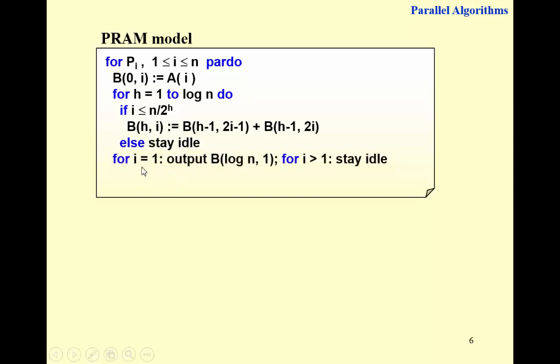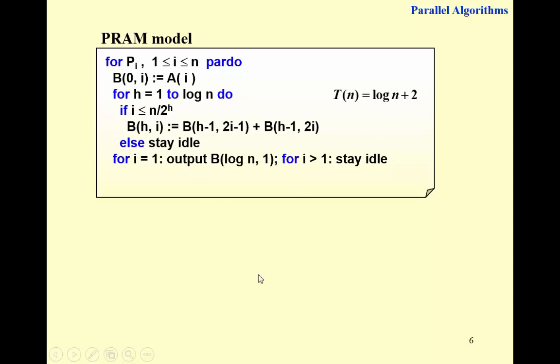Okay, and finally, there's only one processor that contains the final result. So for the rest of the processors, they will stay idle. And for this one, we just output the final result. All right, so in total, how many rounds do we have? Log n plus 2. So there are log n plus 2 rounds. And each round takes a constant time. And therefore, the time complexity is what? It's just big O of log n, right?